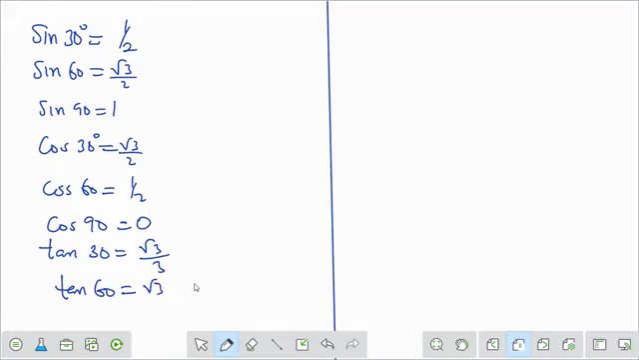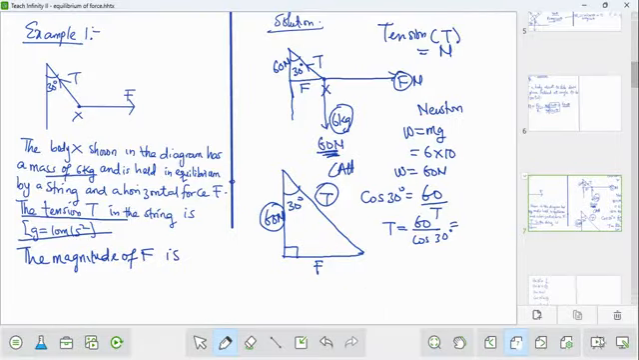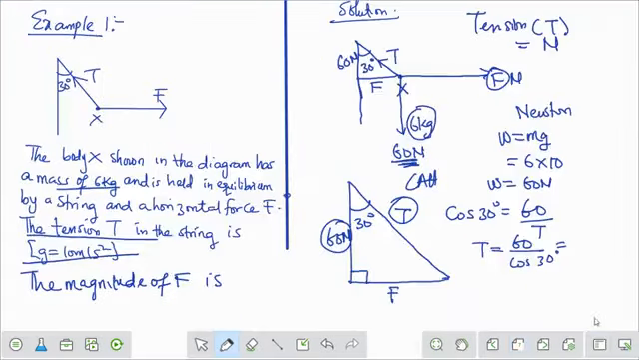Let me check. So that's it. Now tan 90, I think that's infinite. It's not possible. So it will give you math error. So we don't need that. I hope you understand. Now what do we have here? These are the ways you can solve your questions without that calculator. Now what is our cos 30? That's root 3 over 2, right?